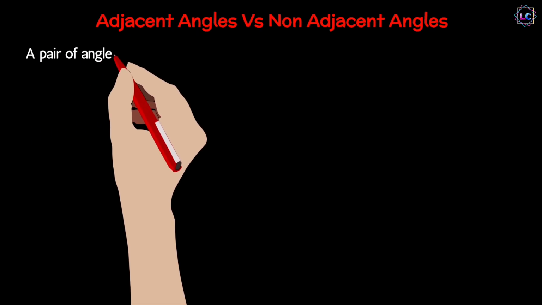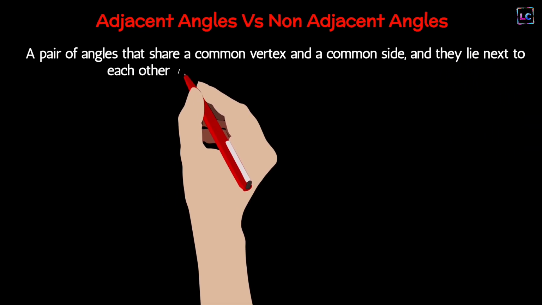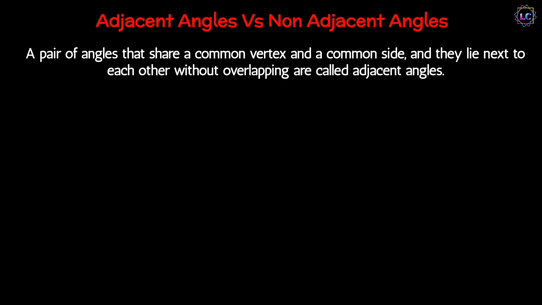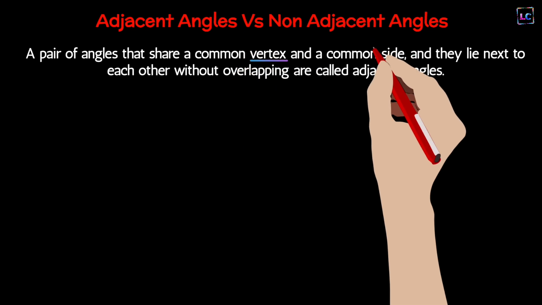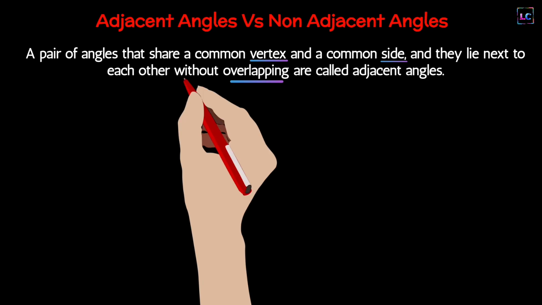A pair of angles that share a common vertex and a common side and they lie next to each other without overlapping are called adjacent angles. Here, we focus on three very important words: common vertex, common side, without overlapping. These three conditions must be satisfied for angles to be adjacent. Now let's understand this with the help of a diagram.